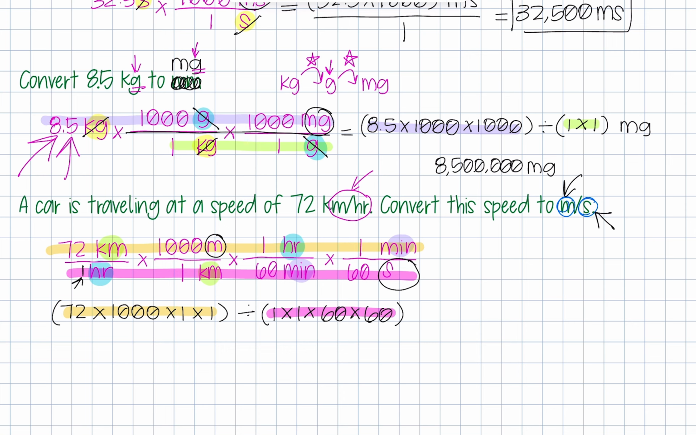Okay, so I have my numbers. Let's figure out what unit goes with it. My kilometers will cancel, and I'm left with meters. My hours cancel, my minutes cancel, and I'm left with seconds. So we got meters divided by seconds. So meters per second. And if I plug this number in, I get 20 meters per second. You could also write it 20 meters per second, which is the same thing. Okay, that, my friends, is how we do unit conversions in 1 or 2 steps.